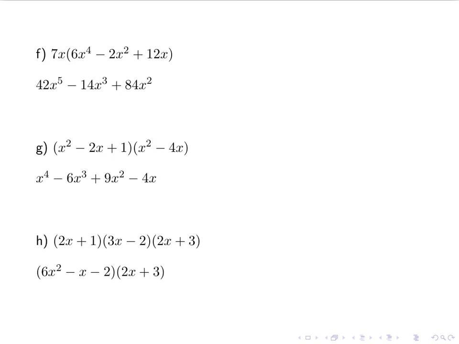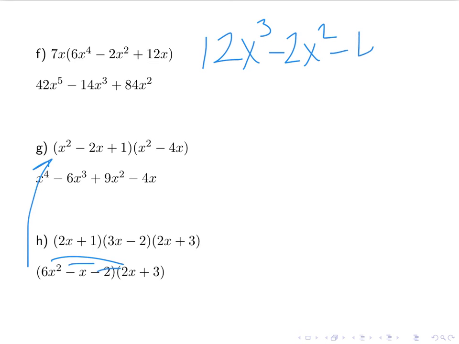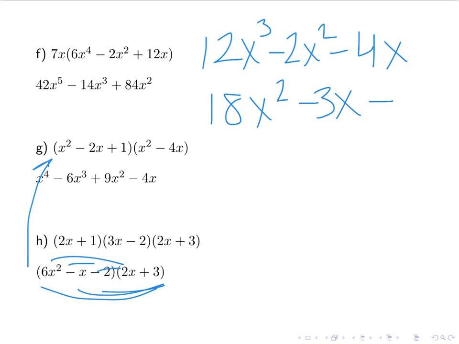What you should really do here is pause it, do it out yourself, and make sure you get the same thing. Okay. So I'm going to assume that you've done that, and that you agree that it's 6x squared minus x minus 2. So now this is going to be very similar to what we did up here. I'm going to distribute my 2x, and I'm going to get 12x cubed minus 2x squared minus 4x. And now I'm going to distribute the 3. So I have an 18x squared minus 3x minus 6.